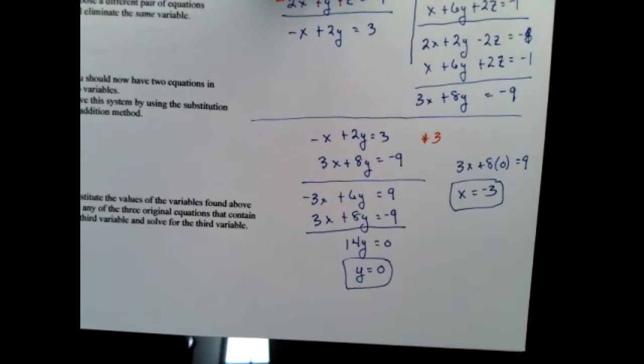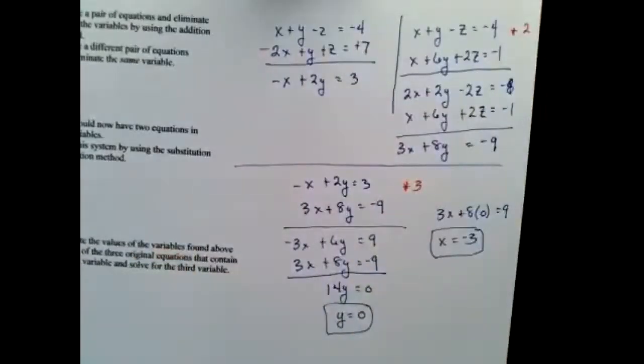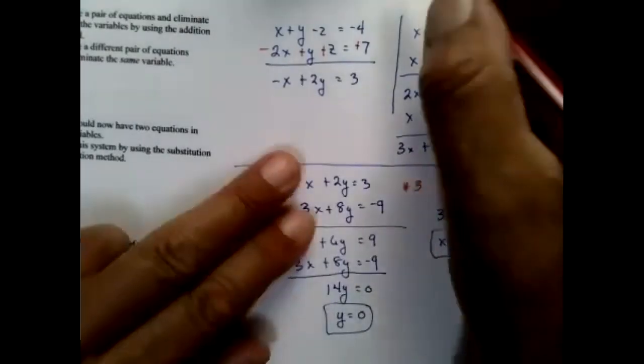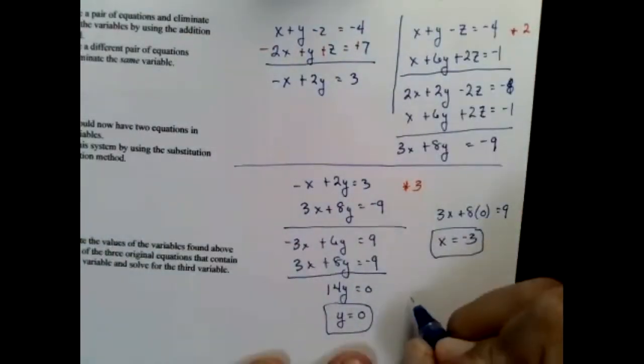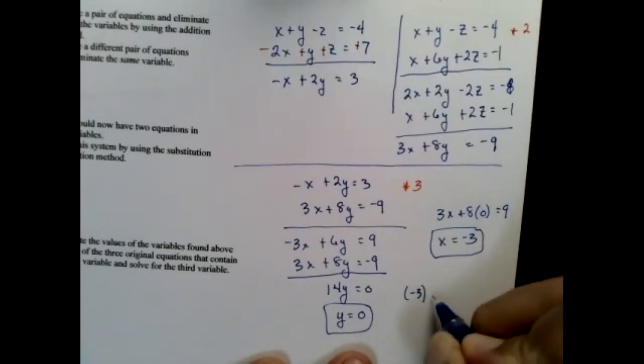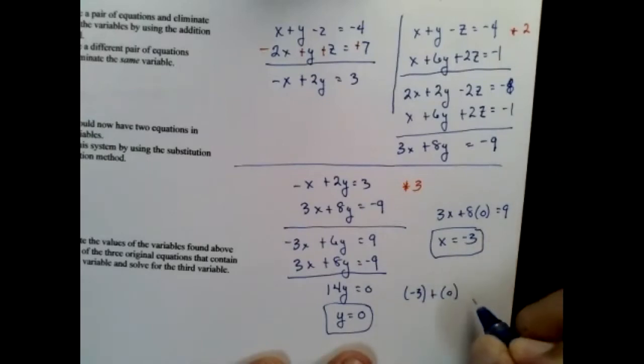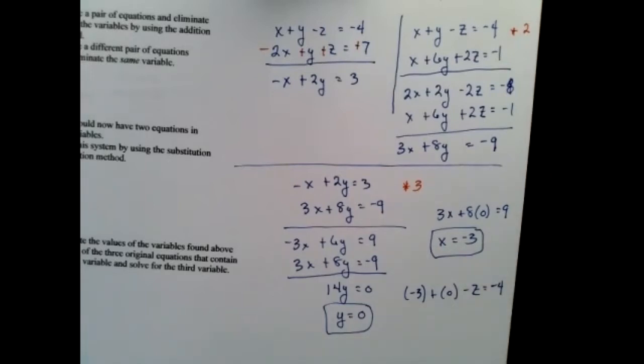And then I'd have to go all the way back to one of my originals and say x, which was 3, plus y, which is 0, minus z equals -4. Okay, let's see, I'm going to add that. So negative z equals -1. Z should in fact equal 1.